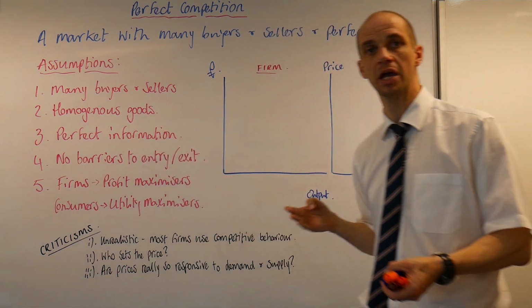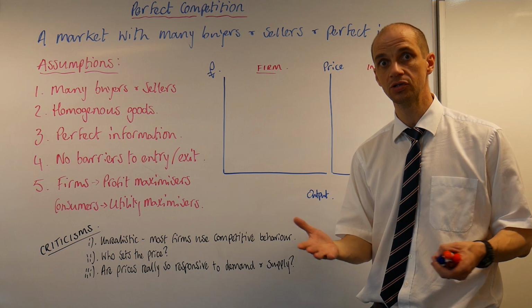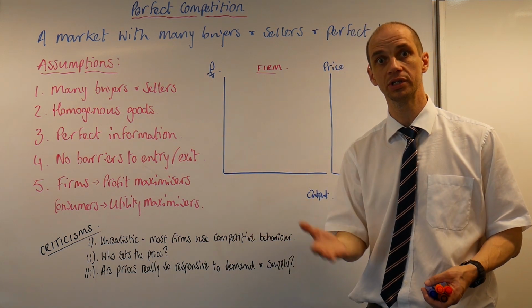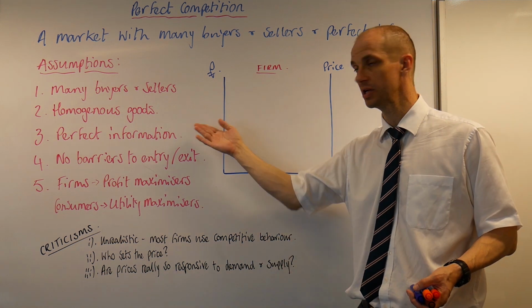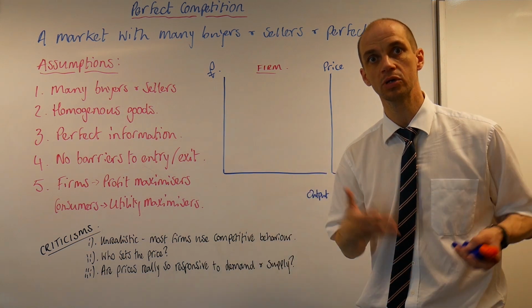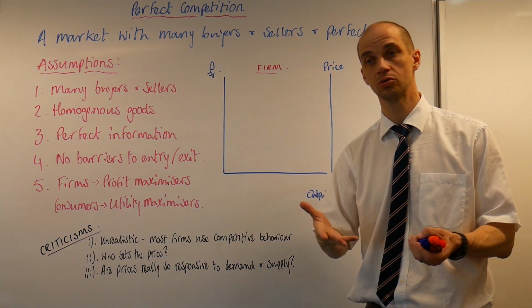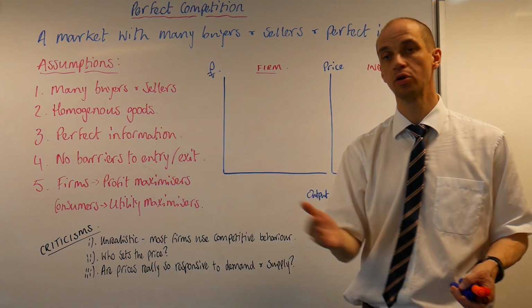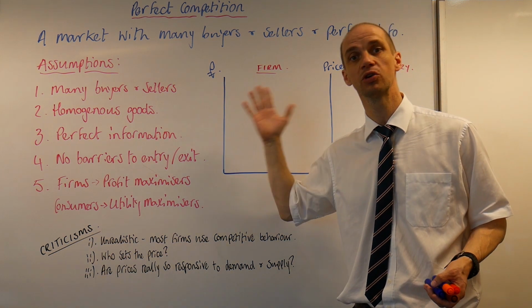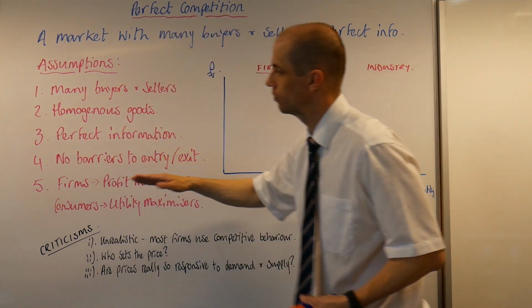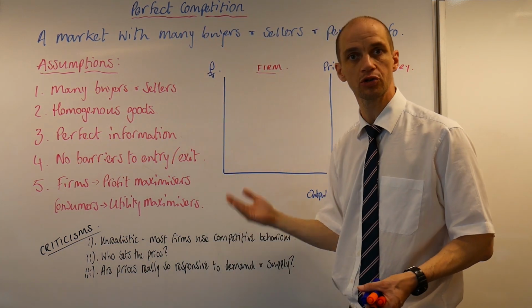There's perfect information, so all firms and consumers, so all buyers and sellers, have perfect information about prices and cost levels. If a new piece of technology comes out which can help to reduce costs, then a business can choose to adopt it. If it does so, that will improve its cost situation, of course, and then others may follow suit.